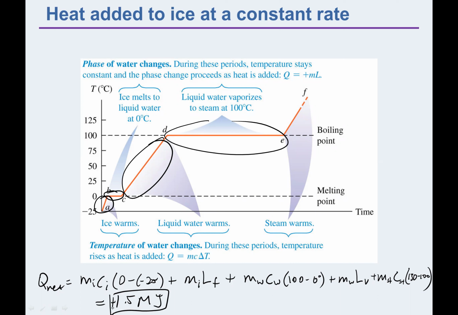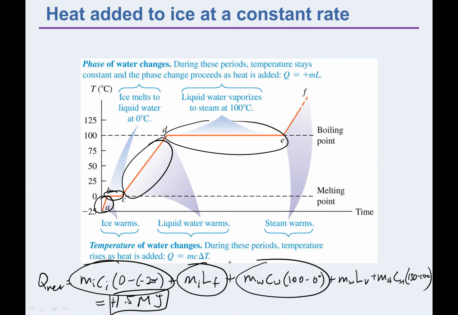Okay, so you can see that you have to go through the stages. This is increasing the temperature of the ice cube. This is melting the ice cube. This is increasing the temperature of water. This is evaporating the water. And then this is finally increasing the temperature of the steam. So depending on how many stages you have, you have to take all of those into account.